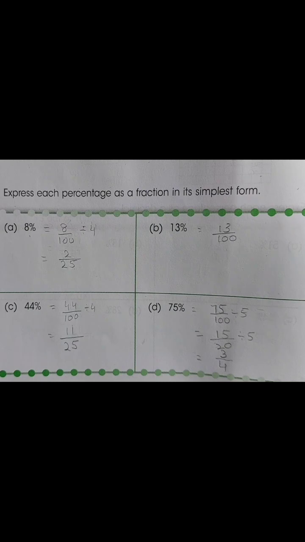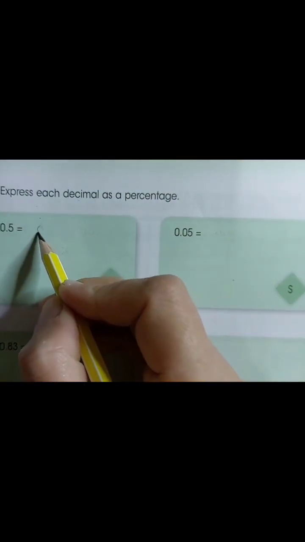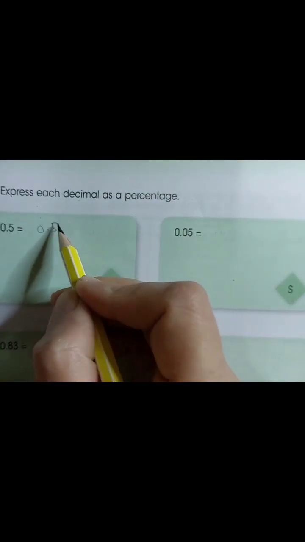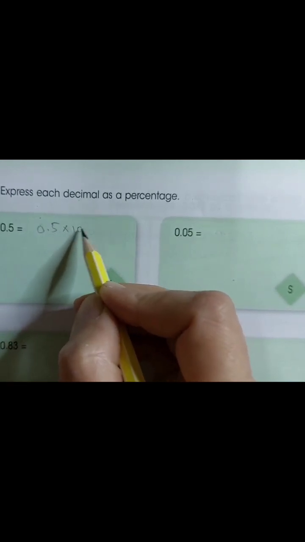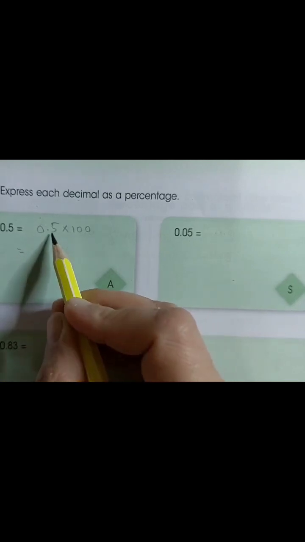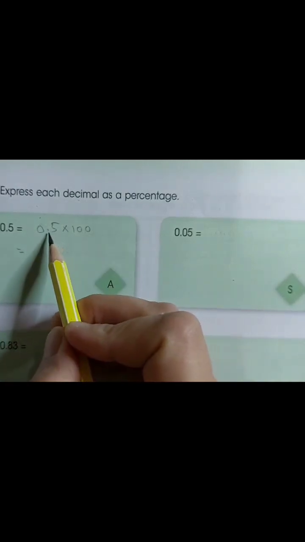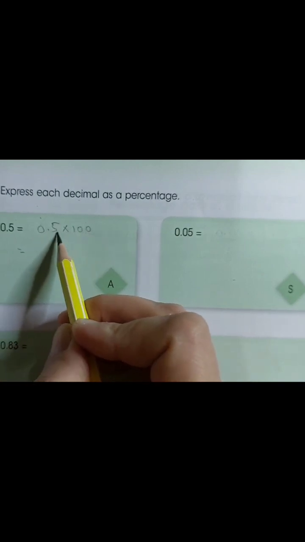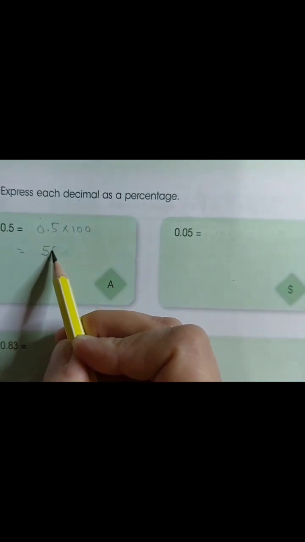Now move on to question number 5. Okay, question number 5, express each decimal as a percentage. Now we have to change the decimal into percentage. So what we have to do? We have to multiply the decimal by 100. Okay, if 0.5 multiply by 100, it will become what? You know how to move the decimal in multiplication. You will move decimal towards your right up to 2 decimal places. 1, 2. So it will become 50%.